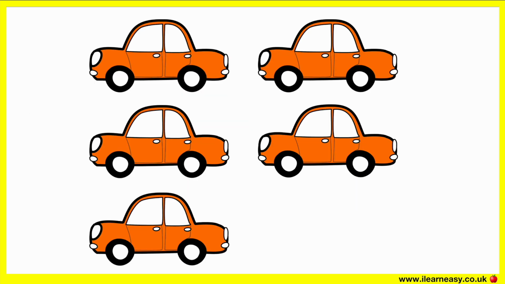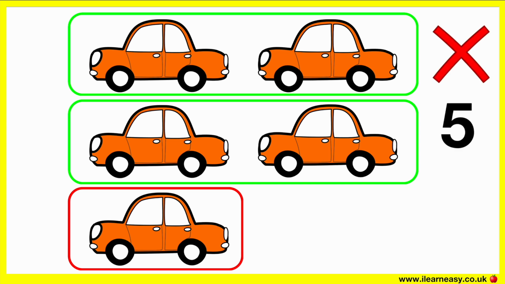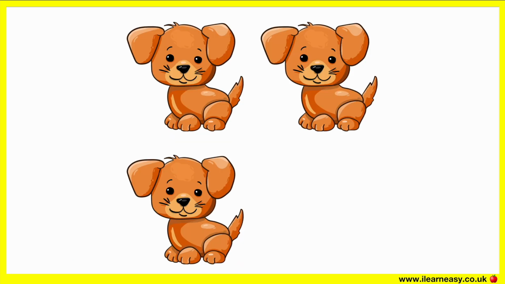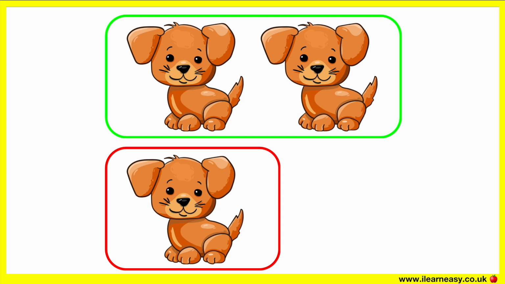Here are 5 cars. Does each car have a pair? The answer is no. There's a car that doesn't have a pair. Therefore, the number 5 is an odd number. Here are 3 dogs. Does each dog have a pair? The answer is no. There is 1 dog that doesn't have a pair. Therefore, the number 3 is an odd number.